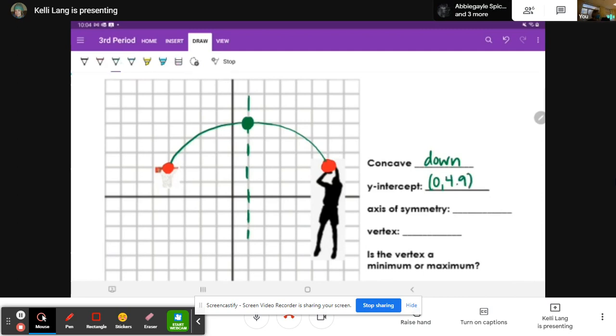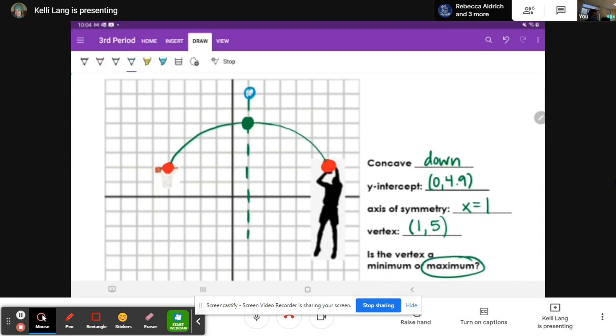And we're just going to have to estimate that. The axis of symmetry is x equals 1, and the vertex is (1, 5). Now, your answers don't have to look exactly like Jana's, because you could put your vertex anywhere on this line.